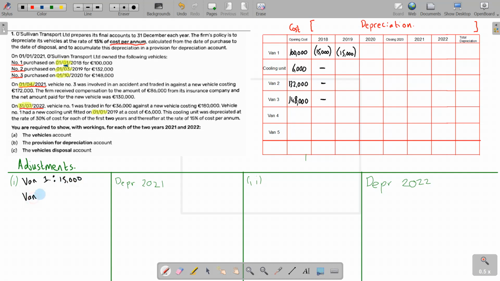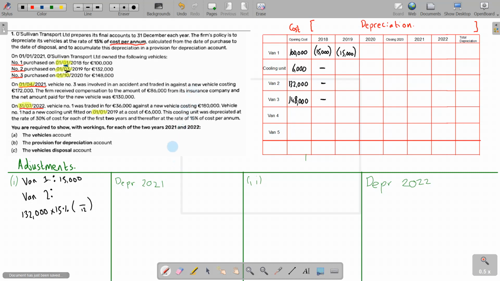Now we can introduce van 2. So we bought it on the 1st of March 2019. So that means for this depreciation adjustment, what we're going to have to do is get the whole 132,000 at 15%. But how many months did we hold the vehicle for?